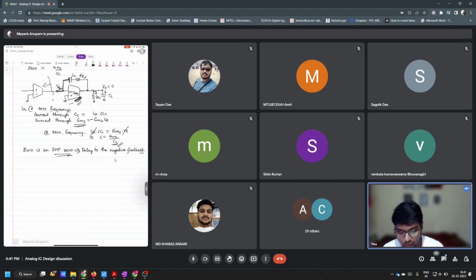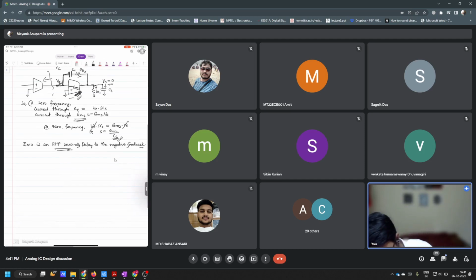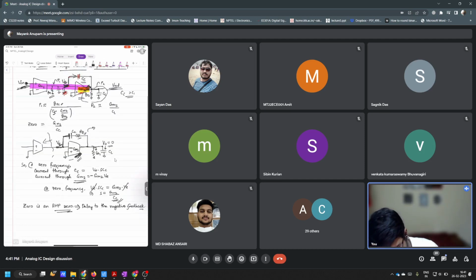So how did I calculate the zero before RZ was there? I simply assumed that V0 is equal to 0 at the zero frequency, right? And after that, we can simply write the same equation. The current flowing through this will be VE times the effective conductance of CC in series with RZ. It will be SCC divided by 1 plus SCC RZ, right? So this is the current flowing through this here. Now what is the current coming out of this node? It is gm2 times ve, correct?